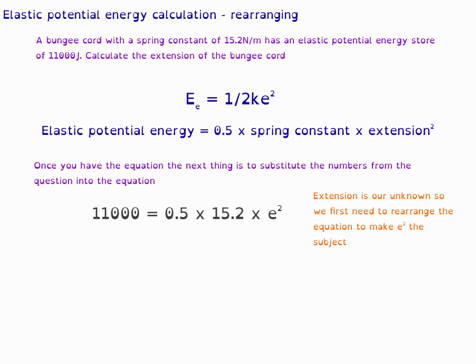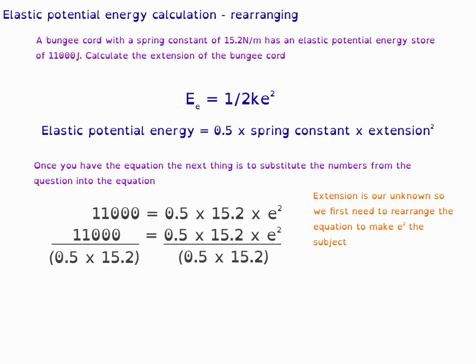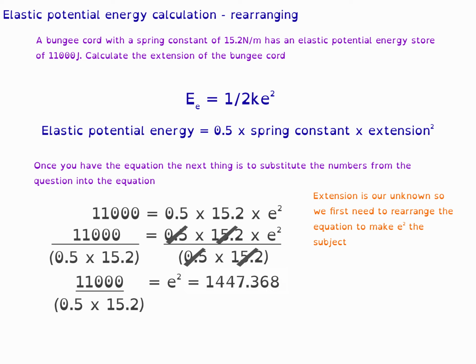e squared is our unknown, so we need to rearrange our equation to get e squared to be the subject. To do that, we need to divide through by 0.5 and by 15.2. 0.5 divided by 0.5 cancels, and 15.2 divided by 15.2 also cancels. And that gives us our expression here of 11,000 divided by bracket 0.5 multiplied by 15.2, close bracket. And that gives us e squared, which is an answer of 1,447.368. However, that's not our final answer because we need e, not e squared.